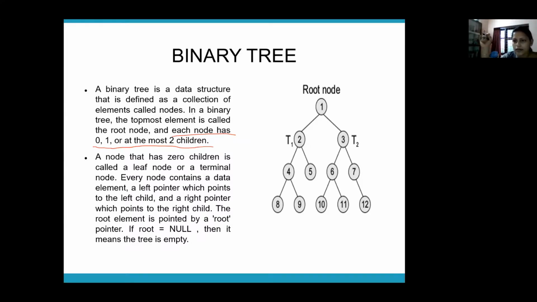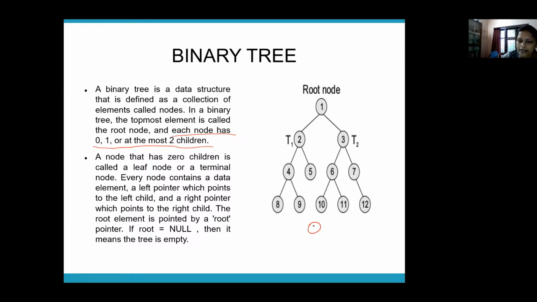It can have 0 children also, no problem. It can have 1 child also, no problem. But maximum 2 children. Such a tree. So if you have a tree where every node satisfies this property, then it's called a binary tree. But suppose in this diagram this node has 3 children, then it is not a binary tree. So in a binary tree, recursively every node should satisfy this property. What is the property? Every node can have 0, 1 or at the most 2 children.